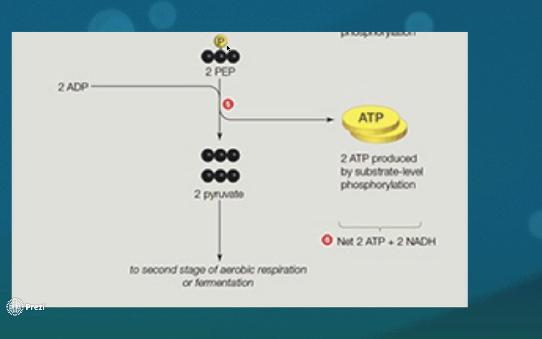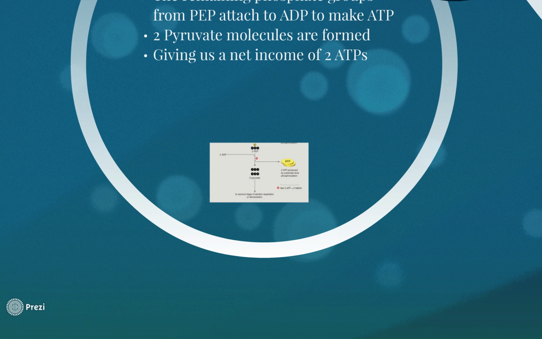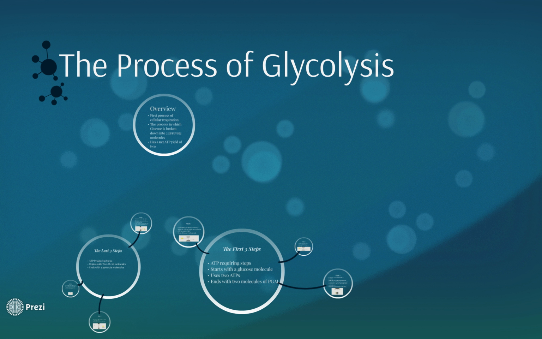Here's your 2 PEPs. And each one gives a phosphate group to the ADPs, making your 2 final ATPs. And then you end your process with your two pyruvates. And the two pyruvates then go on to either the Krebs cycle or the citric acid cycle, or they go on to fermentation if there's no oxygen. Fermentation requires no oxygen, while the Krebs cycle does.